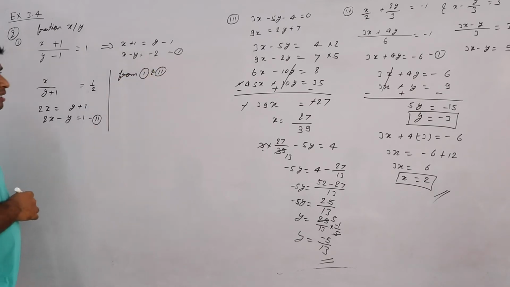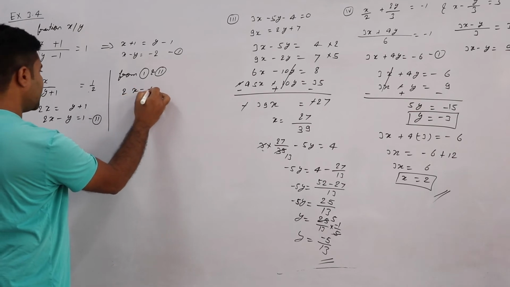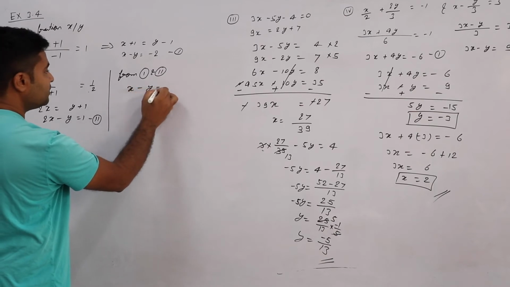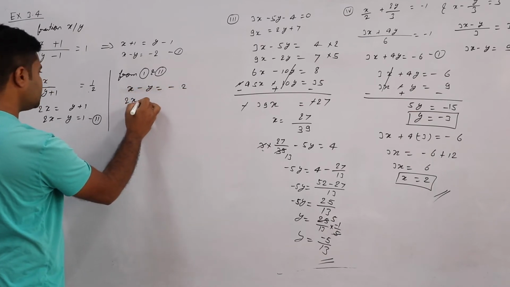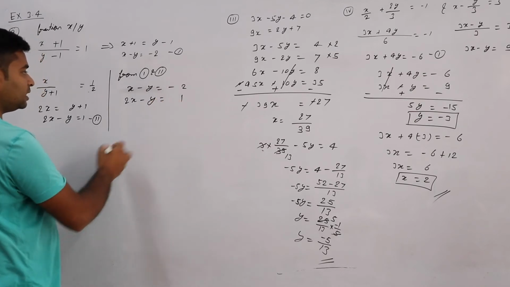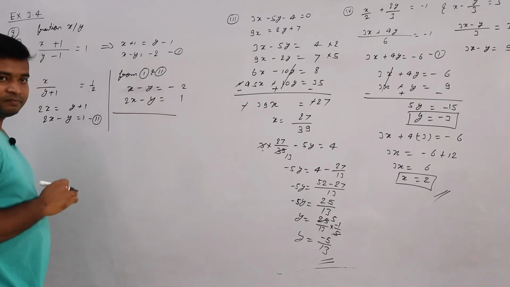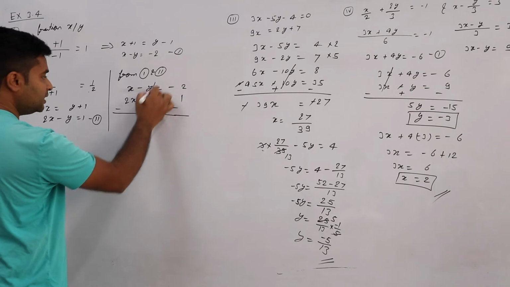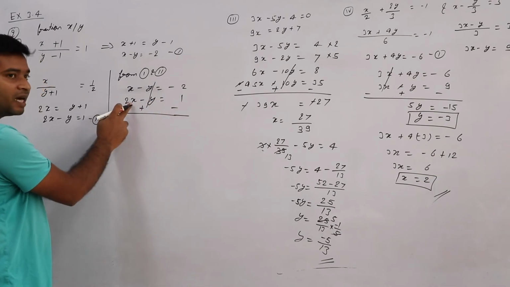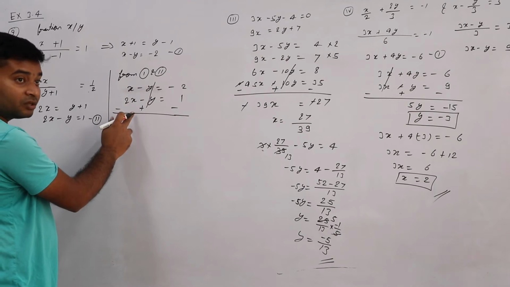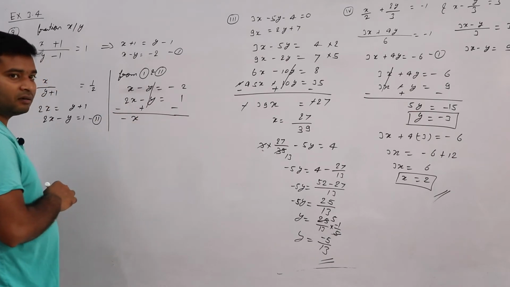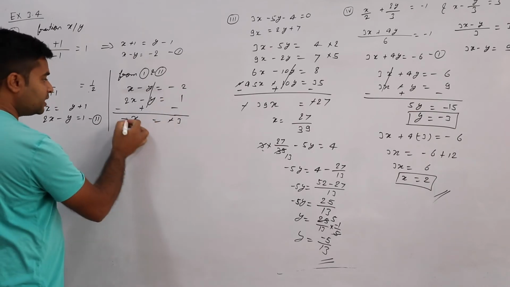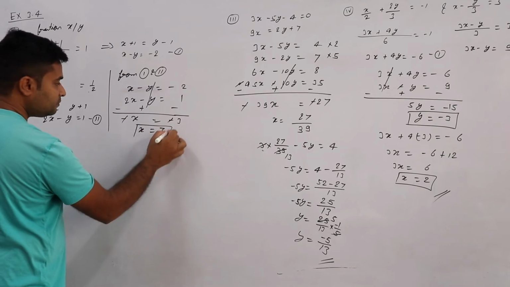From equation 1 and equation 2, just write here: x minus y is equal to minus 2 and 2x minus y is equal to 1. Correct? See, both y are the same, so change the sign: minus, plus, minus. This gets cancelled. So plus x minus 2x, how much? Minus of x. Minus of minus 2 minus 1, minus 3. Both side minus we can cancel. x is equal to 3.